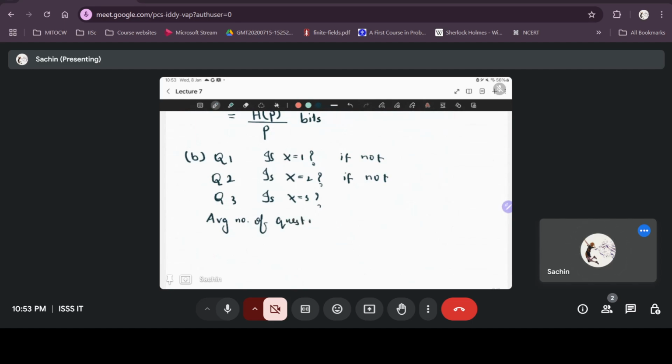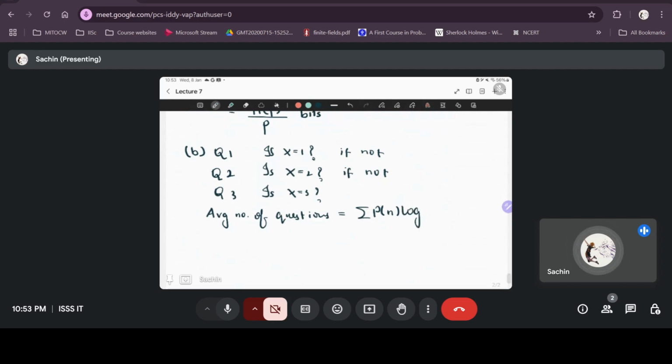And the average number of questions is the summation of n times p of n, where n can be one question, two questions, three questions. So the number of questions you have to ask can be any natural number.